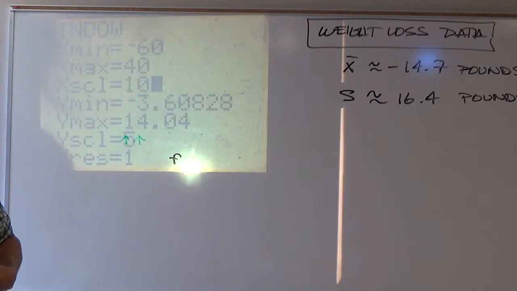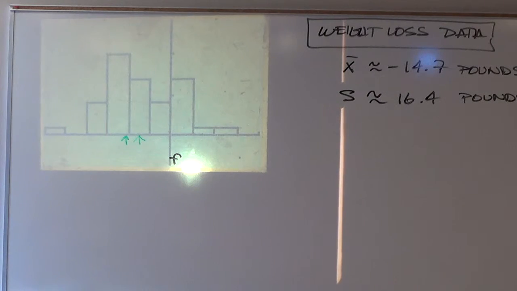Predict how it's going to look in your mind. Once you have an idea, press graph again. Is that roughly what it was in your mind? When you make the bars wider, there are fewer of them, because they contain more data per bar. When you make the bars narrower, there are more of them and they have less data per bar.